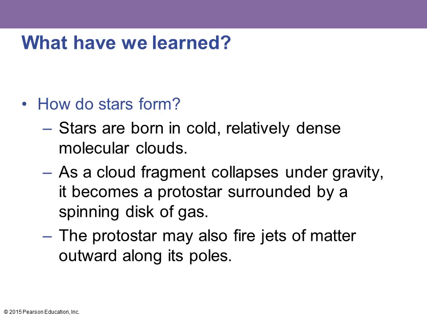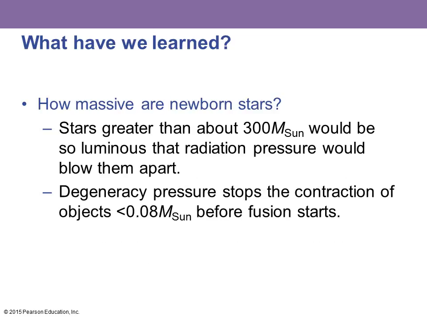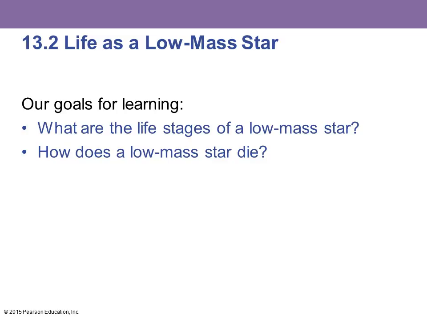So we've learned that stars are born in cold, relatively dense molecular clouds. And as a cloud fragment collapses under gravity, it becomes a protostar, sometimes a cluster of stars, surrounded by a spinning disk of gas. And then the protostar may also fire jets of matter outward along its poles. How massive are newborn stars? Well, they're always under 300 solar masses because radiation pressure would blow them up. And they have to be anything less than 0.08 solar masses would be a brown dwarf because fusion would never begin.